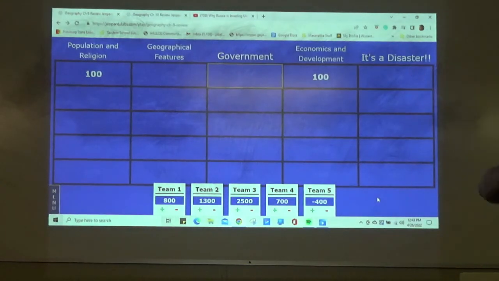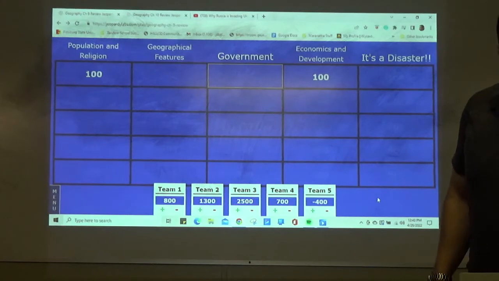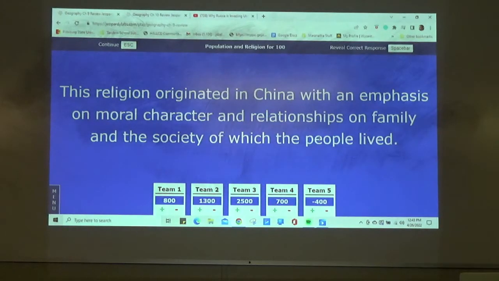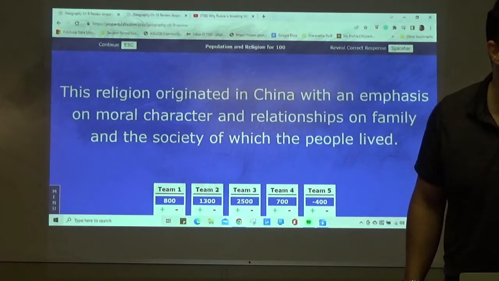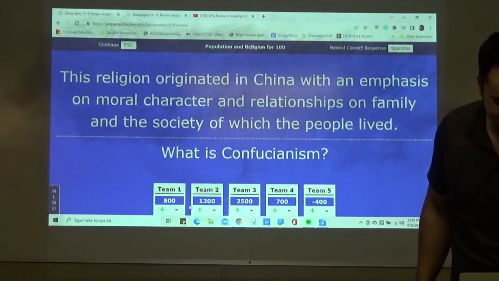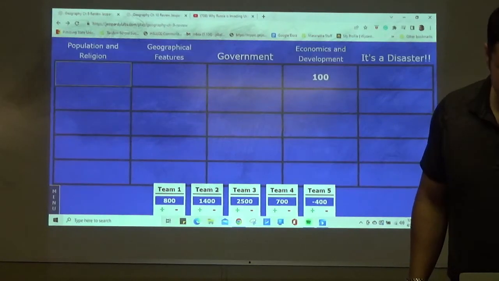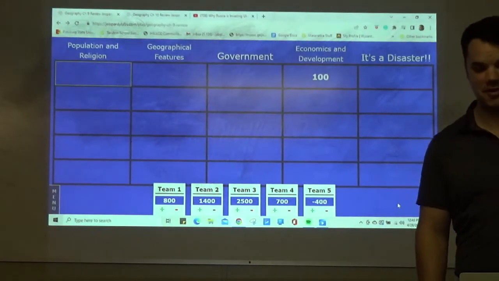All right, team 5. I'll let you pick one of the last two. Population and religion. This religion originated in China with an emphasis on moral character and relationships, on family, and the society of which the people lived. Confucianism. It's confusing. As Confucius said it.